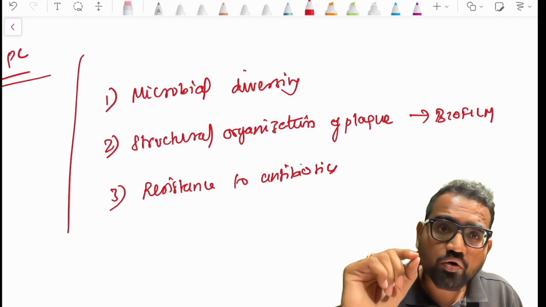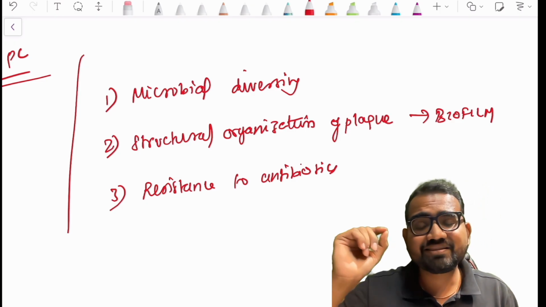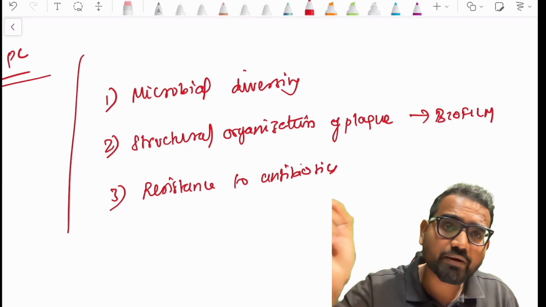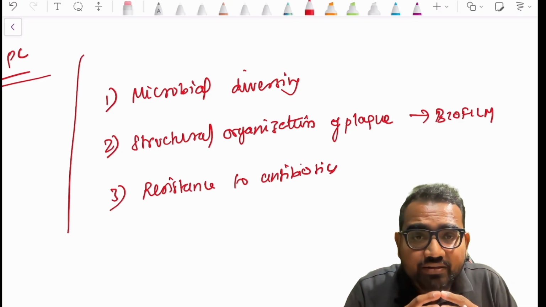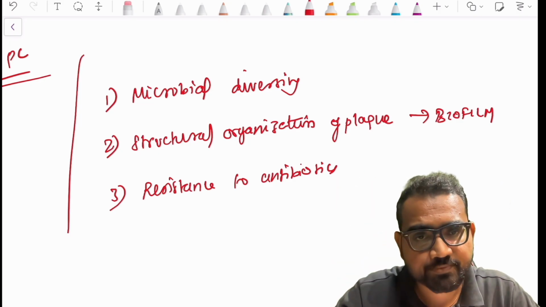So there's going to be co-adhesion and co-aggregation, where the secondary colonizers bind to the primary colonizers and increase the resistance of the plaque to the antibiotics.